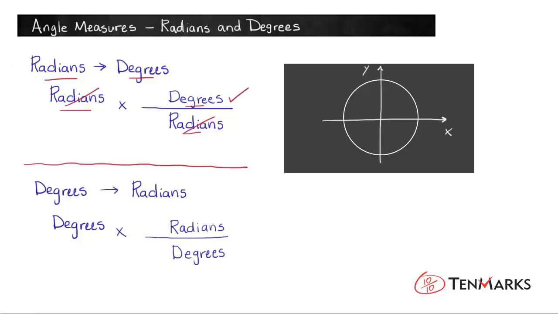If instead you're going from degrees to radians, you're starting with degrees, so you're multiplying by radians over degrees. That way, after you do your multiplication, degrees will cancel and you'll be left with radians for your final units. Now we just need a conversion factor.